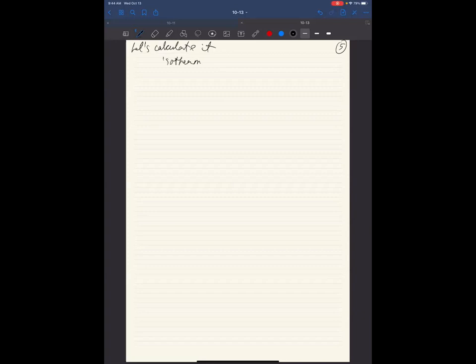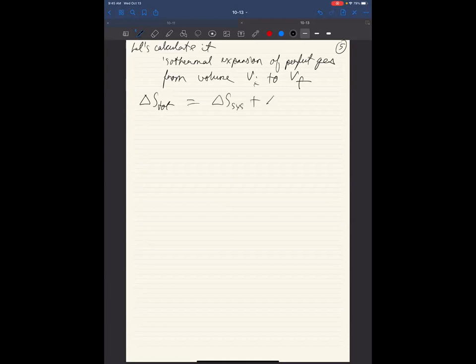isothermal expansion of perfect gas from volume VI to VF. And let's calculate delta S total for this one, which is delta S system plus delta S surrounding.